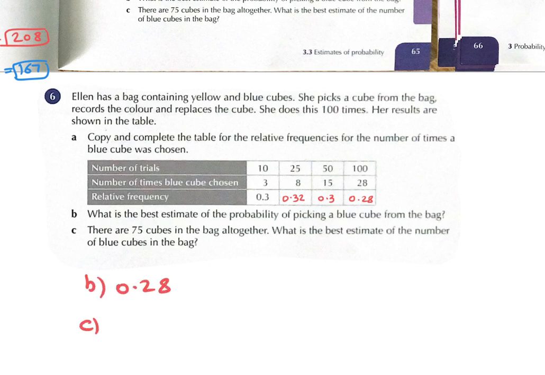Now C. Nurhan, read C. There are 75 cubes in the bag altogether. What is the best estimate for the number of blue cubes in the bag? Okay. So to find the expected number, you have 75 cubes in all. I need to find the number of blue. You have the probability of blue.